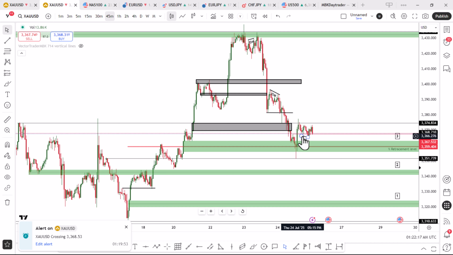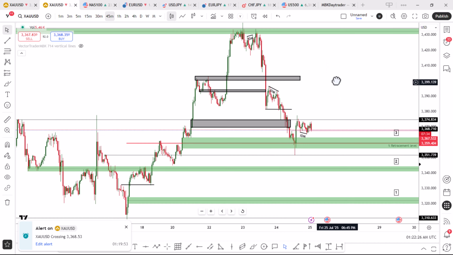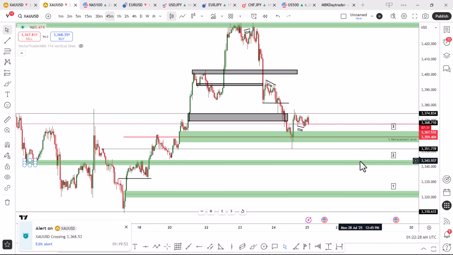So we might use these two levels as inducement. If we are using this as inducement, meaning price will drop through it, pull liquidity from the last low right here and start shooting all the way up. Or we might come to my second zone of buyers, which I'll be looking for buys around that zone as well.